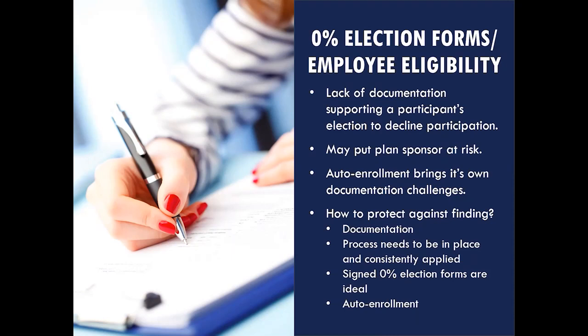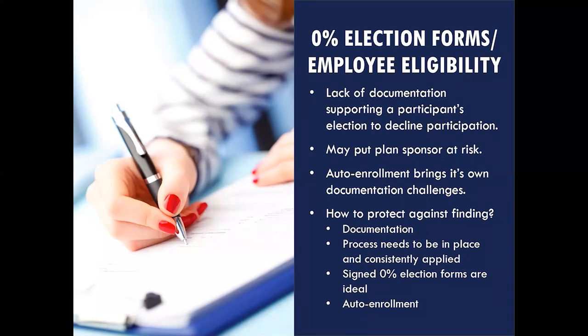But more often than not, a plan sponsor indicates that they notified an employee of their eligibility, but the participant never returned the signed form declining participation. And in this circumstance, it is important to have documentation to support how the employee was notified that they were eligible. Was it discussed with the employee during their orientation? They were given the enrollment packet at that time. Do they receive an email once they're eligible to participate in the plan?